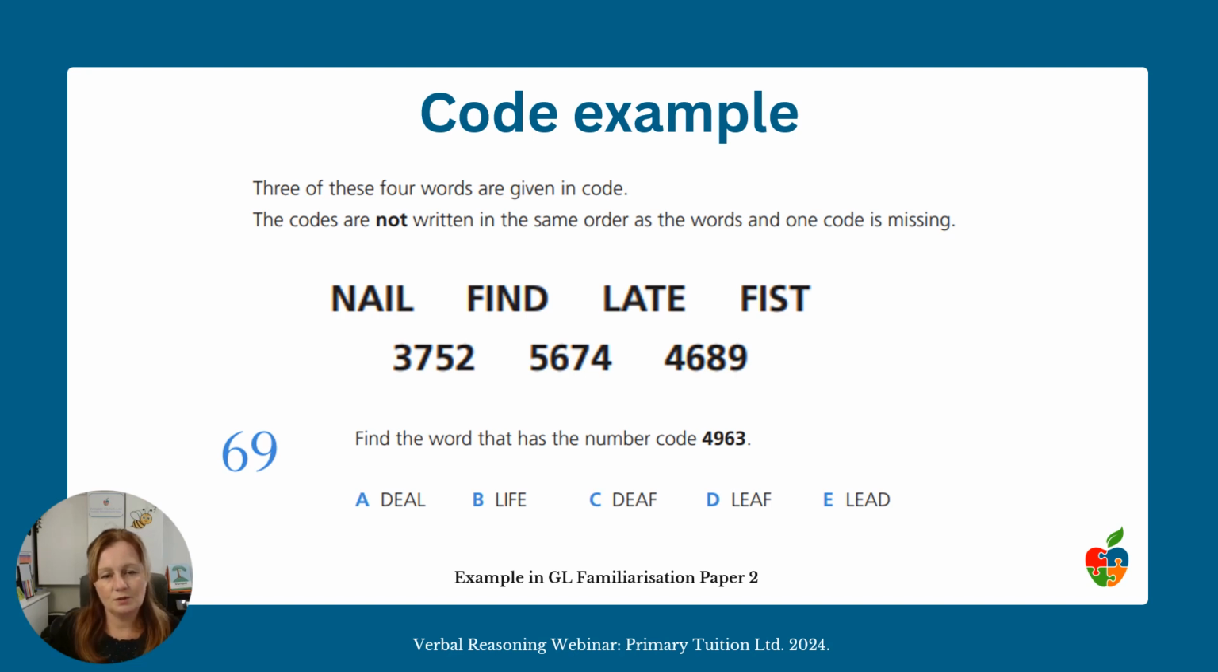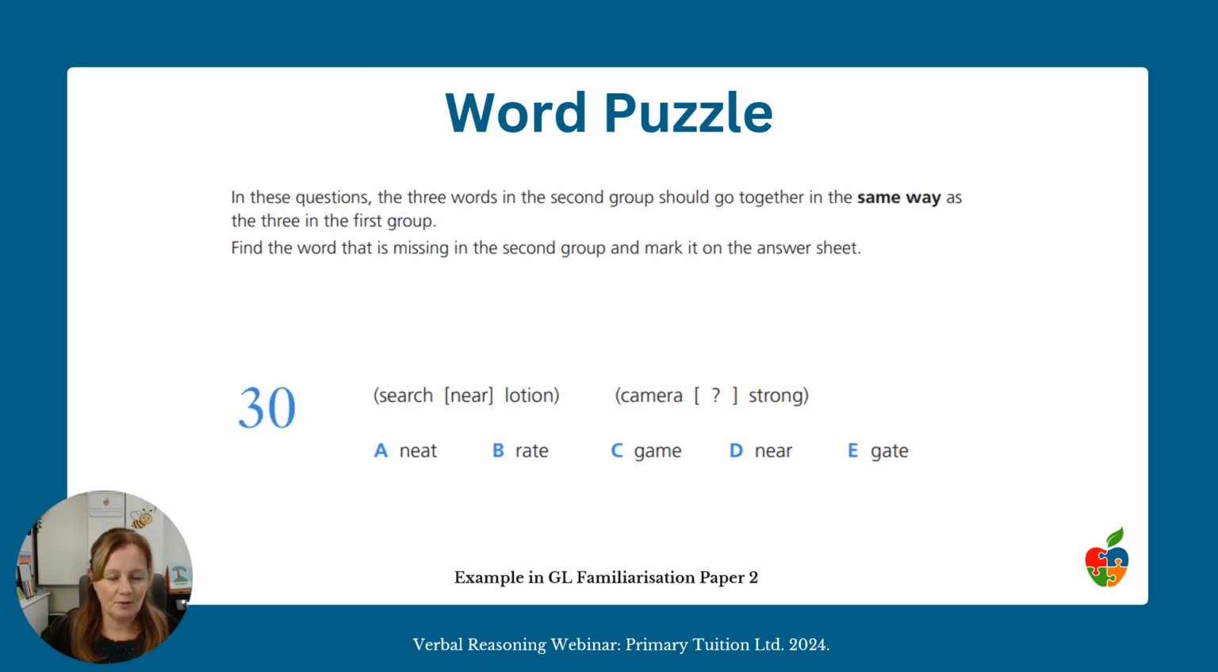And what they don't want to do is spend too much time on questions like this and miss out other questions in the paper. This type of question is what we refer to as a word puzzle. In these questions, the 3 words in the second group should go together in the same way as the 3 in the first group. Find the word that is missing in the second group and mark it on the answer sheet.